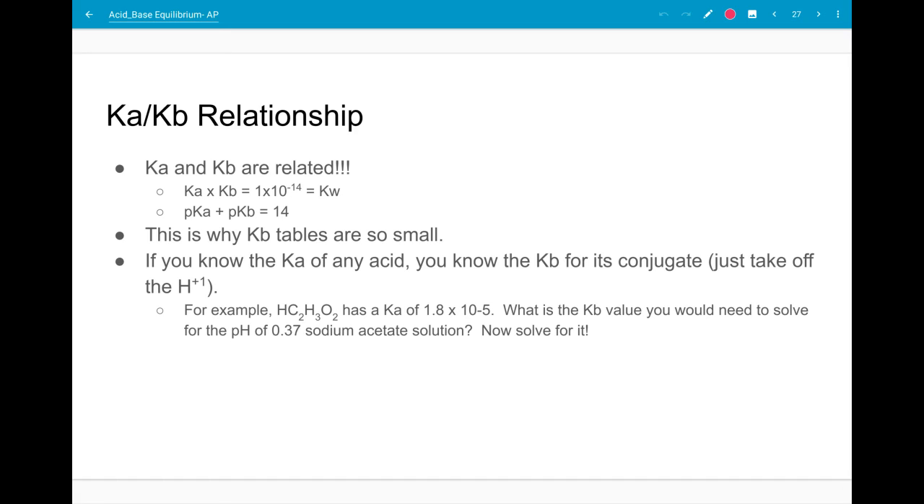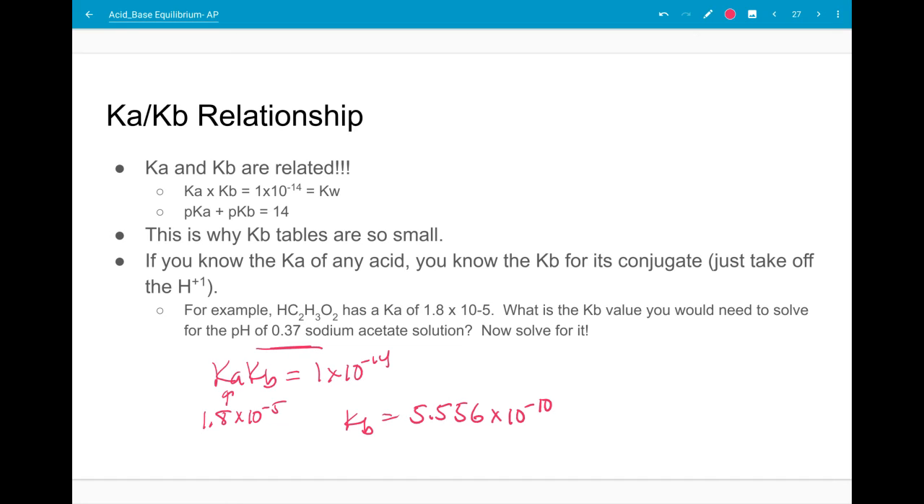I have this example problem. HC2H3O2 has a Ka of 1.8 times 10 to the negative 5. What is the Kb value you would need to solve for the pH of a 0.37 M sodium acetate solution? We're going to take Ka times Kb equals 1 times 10 to the negative 14. I know Ka is 1.8 times 10 to the negative 5. If I solve for Kb, I'm going to find it to be 5.556 times 10 to the negative 10.